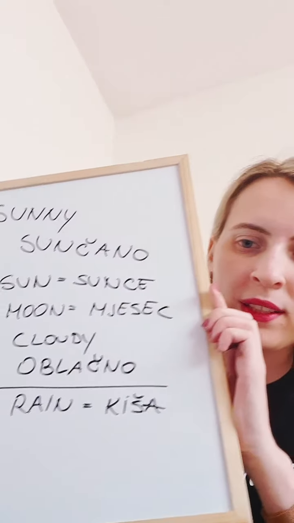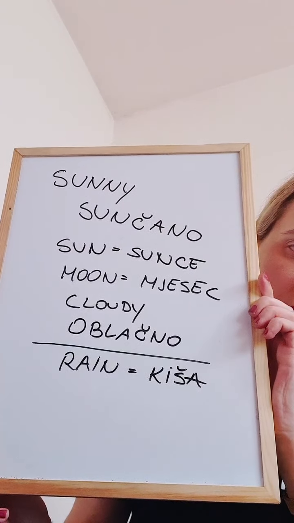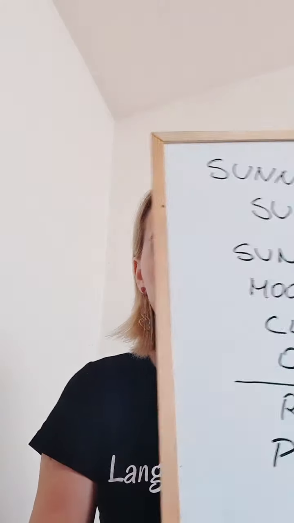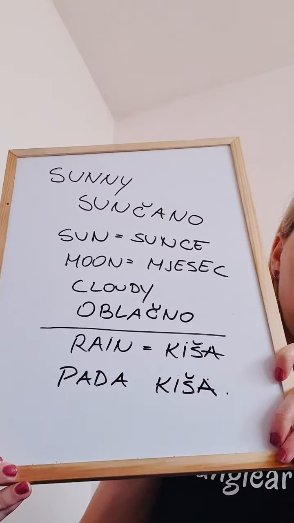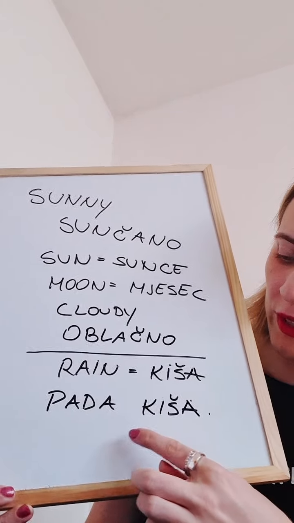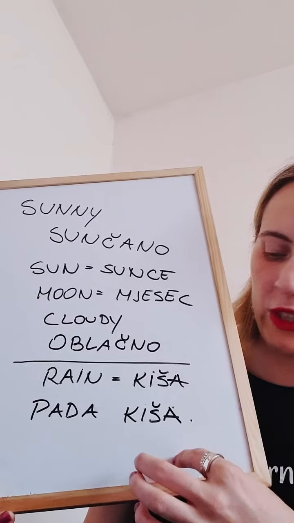rain is kiša. Do you like rain? I don't like rain. So rain is kiša. And last time we learned the verb to be, and if you want to say it is raining, you say pada kiša. And we already learned the word pada when we were learning about listopad, right? So pada means falling. This is in present continuous, like the rain is falling, or rain falls. Pada kiša or kiša pada.